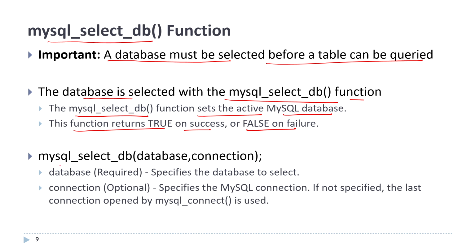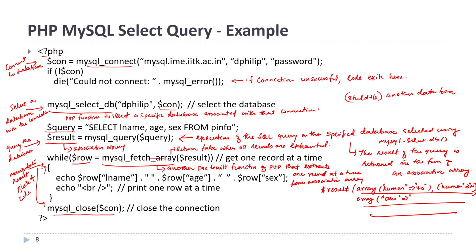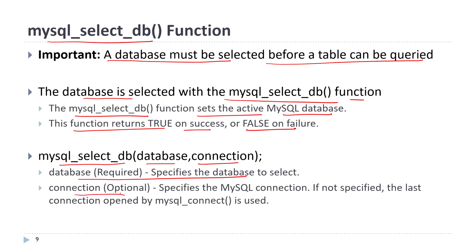The format of this is mysql_select_db, the name of the database, and the connection. The name of the database is a required thing; you have to specify what it is. And the connection is optional. If it is not specified, then it will use the last opened connection. Whatever was the last opened one, it will pick it up and use it by default. So, it is always a better idea to specify the MySQL connection. Whichever connection you want to use, it is better to specify it. Otherwise, you can get into bigger trouble.